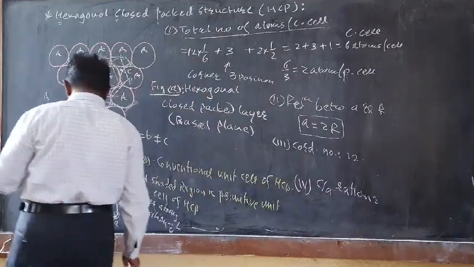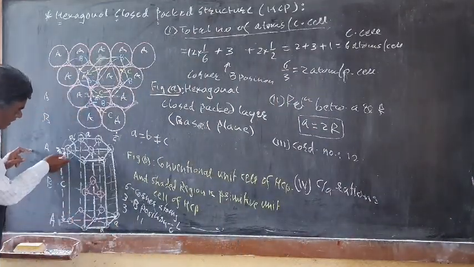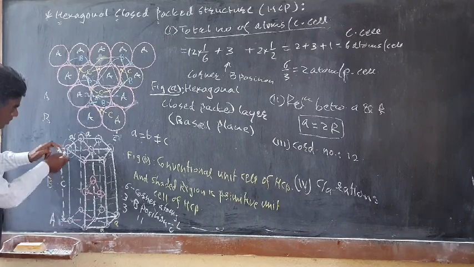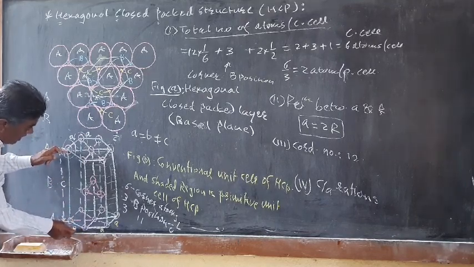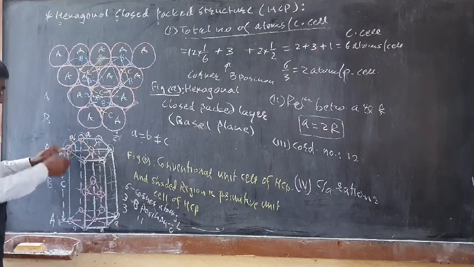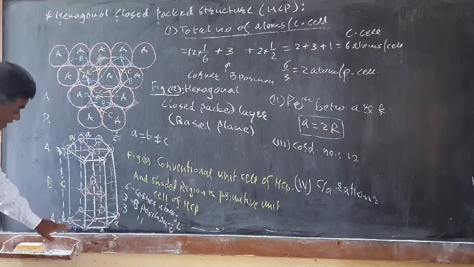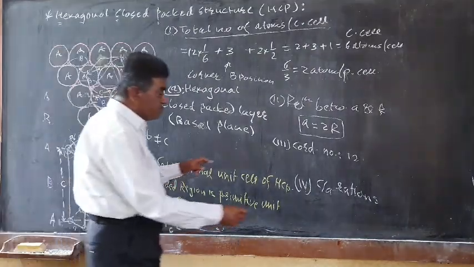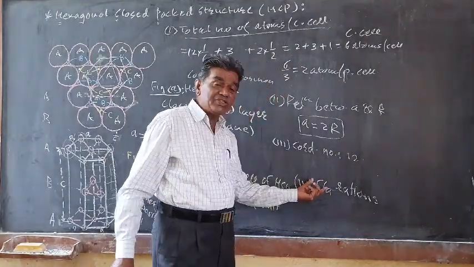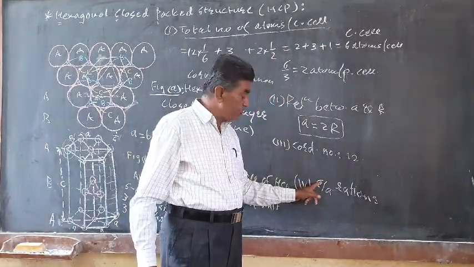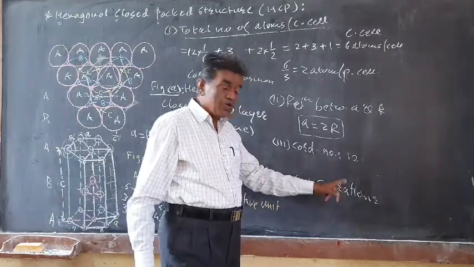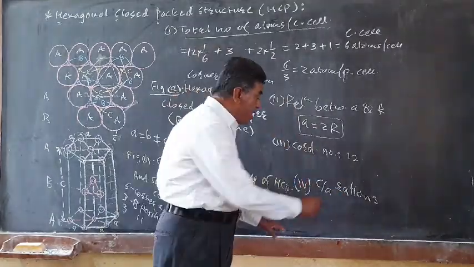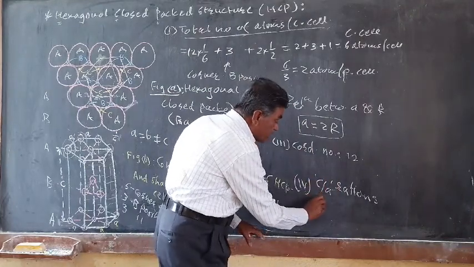The ratio of the height of the hexagonal unit cell to the basal side. So this is the basal side, this is nothing but A. This C divided by A is known as the C by A ratio. The ratio of the height of the hexagonal unit cell to the basal side, that is A, is known as the C by A ratio. It is found that this C by A ratio is constant.